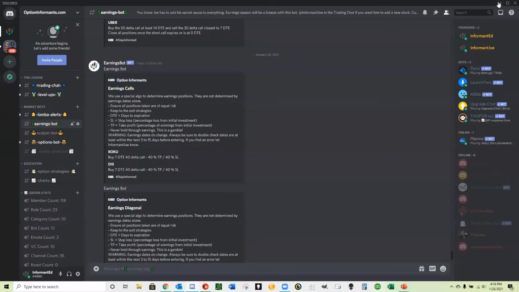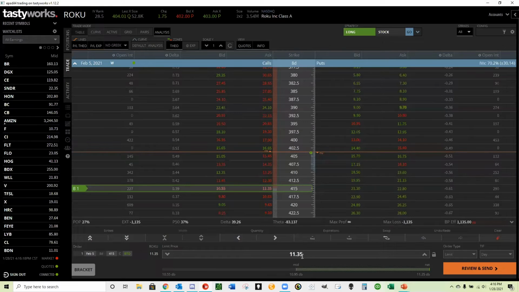On Roku. Yeah. Now the reason for the price of this contract being so high is just the price of Roku. It's a $400 stock, right? So the higher the price of the stock, typically the higher the price of the option.